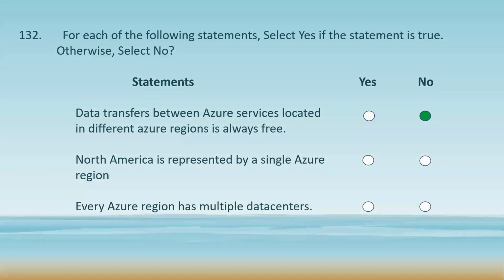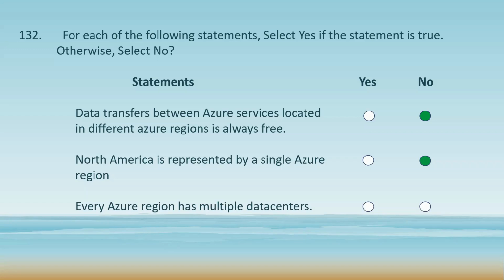North America is represented by a single Azure region. No, this statement is again incorrect. North America has several Azure regions, including West US, Central US, South Central US, East US, and Canada East.